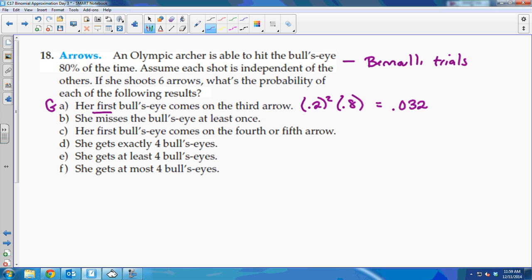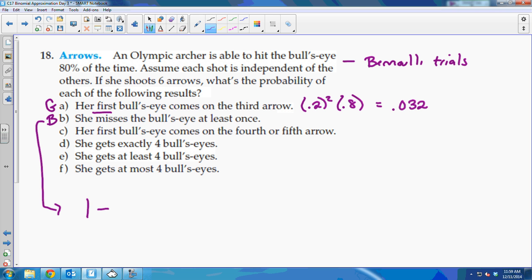So look at it all the way down. She misses the bullseye at least once. So first of all, is this geometric or binomial? It's binomial. It's not saying anything about first anything. Right? It says at least once. That means she can miss 1, 2, 3, 4, 5, or 6 times, right? When we did at least in chapter 14, what do we say about at least? 1 minus the complement, right?